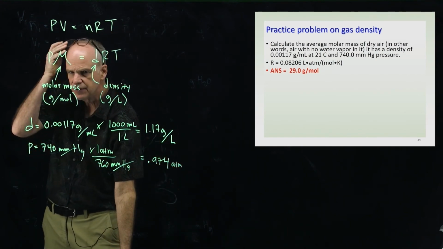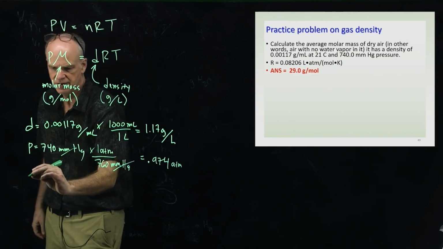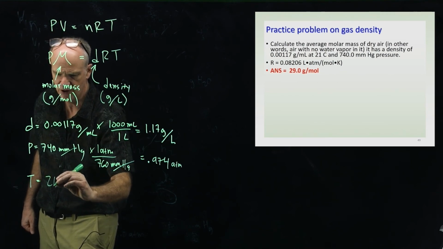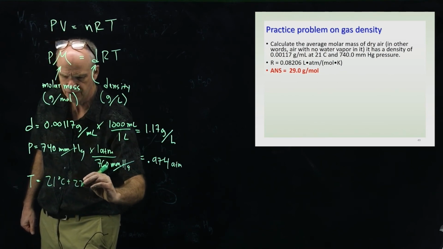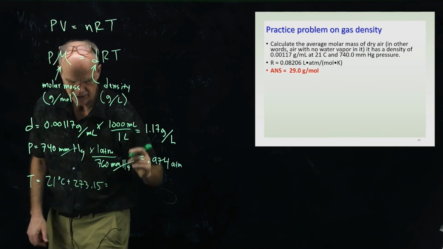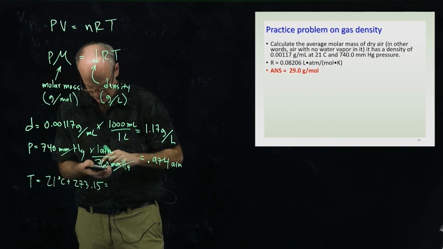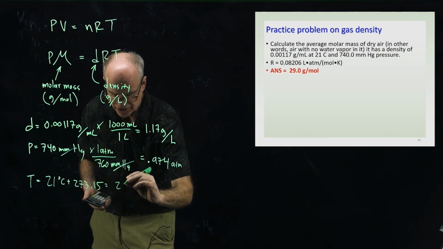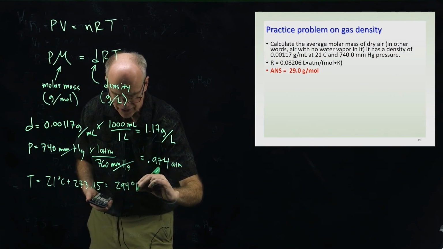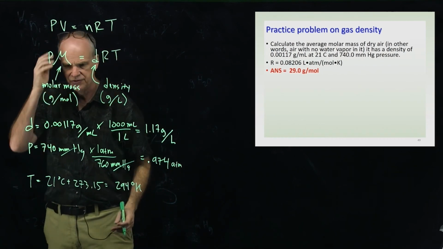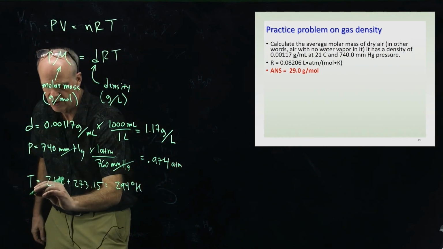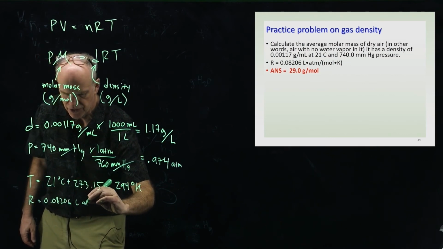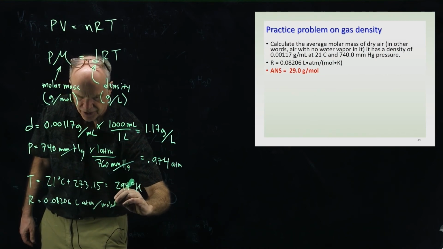And then the next step is we have to get temperature into Kelvin, unless it's given to us in Kelvin. Is it? No, it's not, unfortunately. So it's 21 degrees Celsius plus 273.15. And so I get 21 plus 273.15. I'm going to round this to three significant figures at this point. So it's 294 degrees Kelvin. Is there any other information we need? R, of course, is 0.08206 liters, atmospheres, over moles, degrees Kelvin.